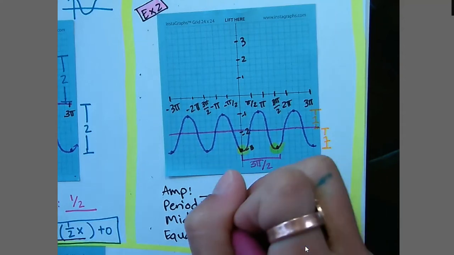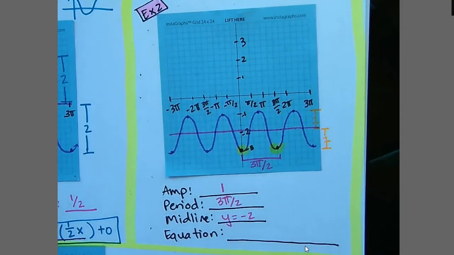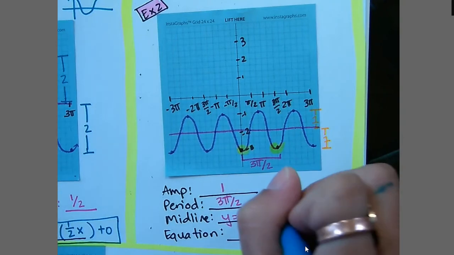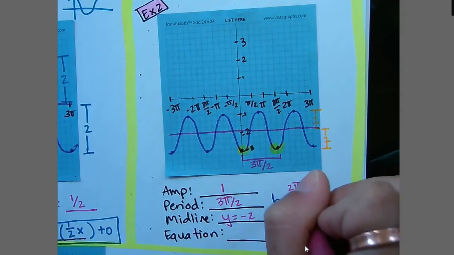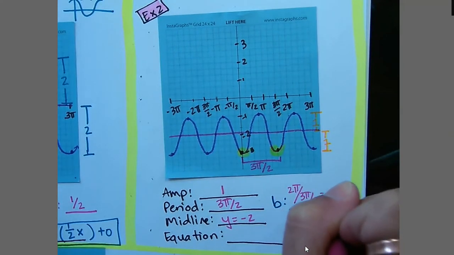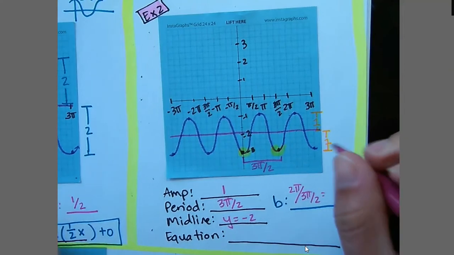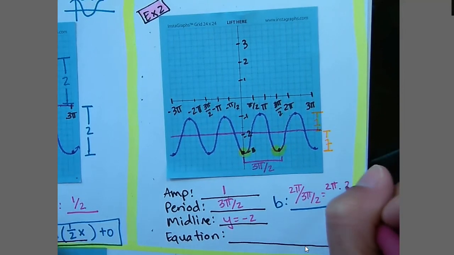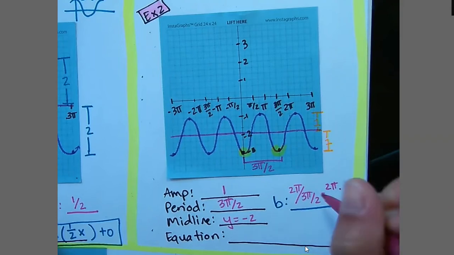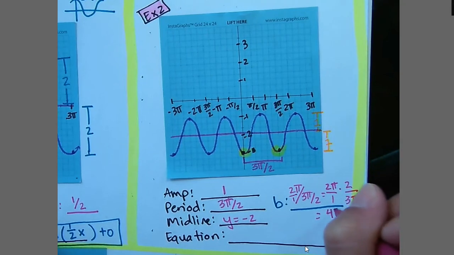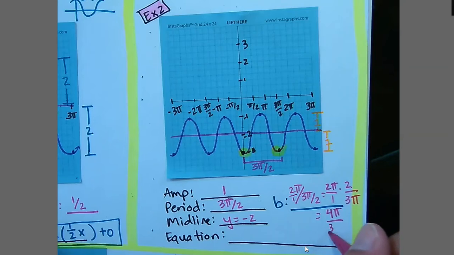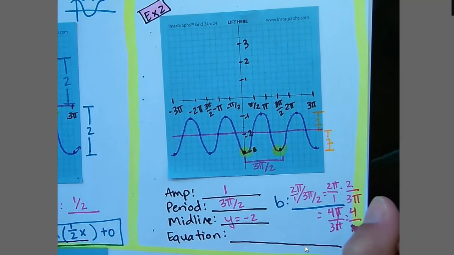So since our period is 3 pi over 2, to find our b value here we're going to do 2 pi divided by 3 pi over 2. So we're going to keep, change, flip. So it's going to be 2 pi times 2 over 3 pi, because 2 pi is the same as 2 pi over 1. So we're going to have 2 pi times 2, which is 4 pi, divided by 3 pi. So these pi's are going to cancel out. The b is 4 over 3.